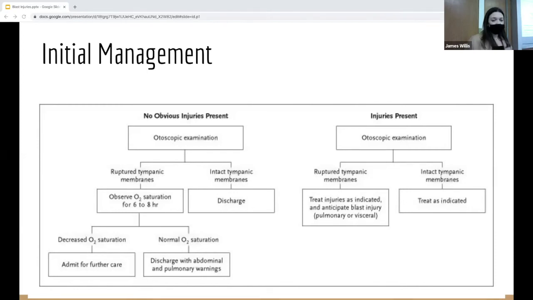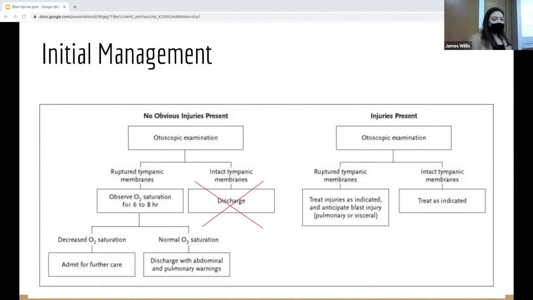Now, it was previously thought that if a patient didn't have obvious injuries present, you looked in their ears and their tympanic membranes were intact, that you could discharge them and not have to worry about any type of pulmonary or visceral barotrauma, but that is actually not true. A study that looked at the train bombings back in Madrid in 2005 showed that out of all of the patients that had pulmonary barotrauma, there was a good number of them that had completely intact tympanic membranes. And if you discharged them home, you would have missed those injuries, which would have led to high numbers of morbidity and mortality.